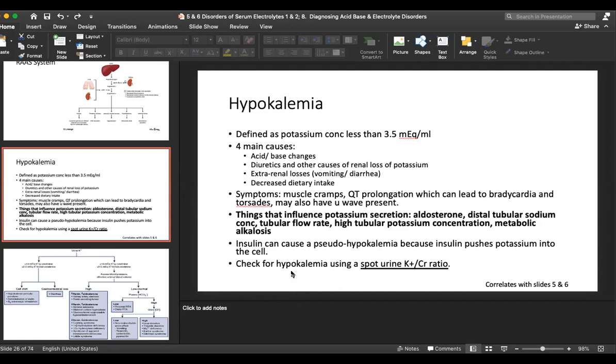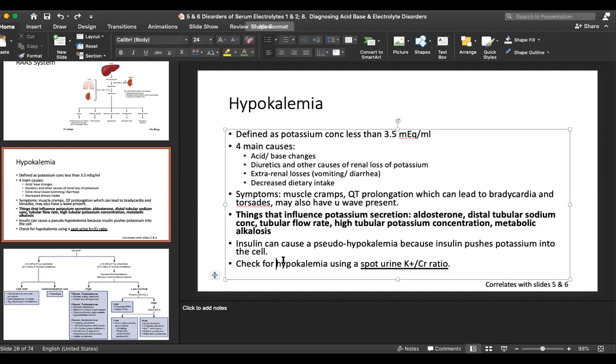So, check for hypokalemia. If a patient already has hypokalemia, it is good to also check a spot urine for urinary potassium and look at their urinary potassium-creatinine ratio to help you determine: are they getting rid of potassium in their urine, or is it another cause? So this should probably say check for cause of hypokalemia through a spot urine. Okay.